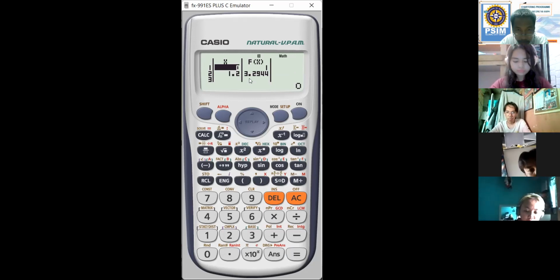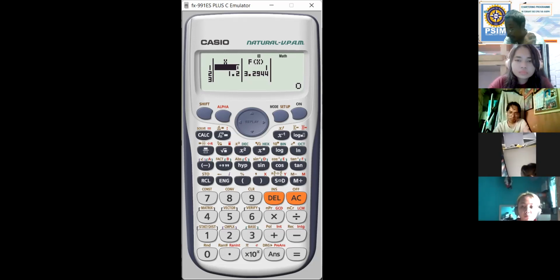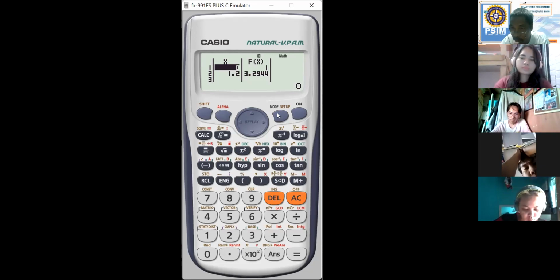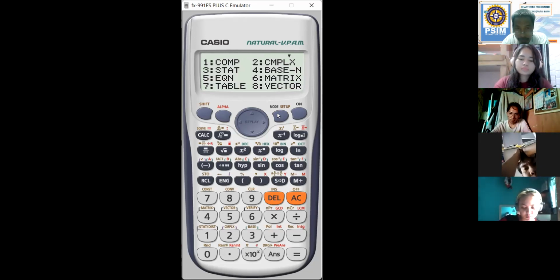The answer is 3.2944. The answer in the book is 3.2944. The same, no? So we can modify the mode 7 of the calculator to be able to answer this very fast. Okay, it's a matter of modification of the process.